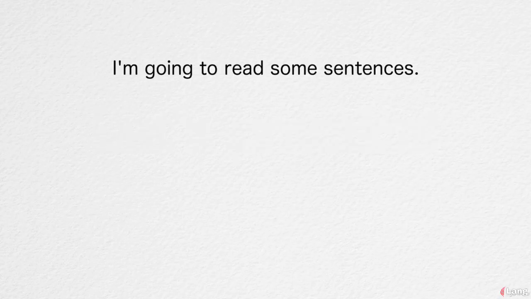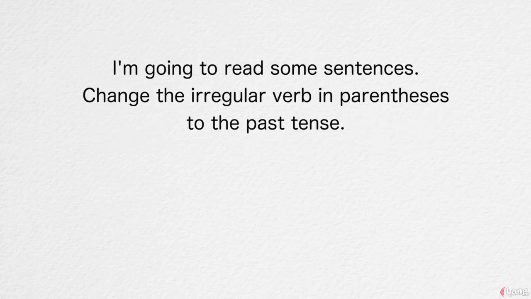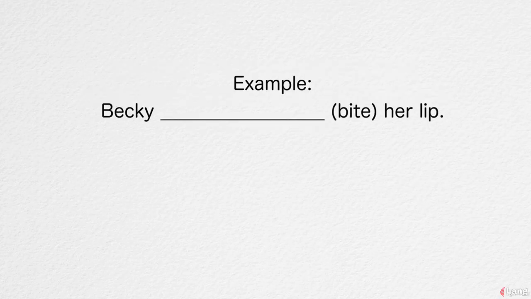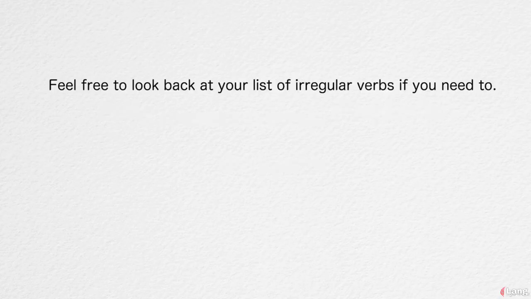I'm going to read some sentences. Change the irregular verb in parentheses to the past tense. Here's an example for you. Becky, her lip. The answer is bit. The past tense of the irregular verb bite is bit. Feel free to look back at your list of irregular verbs if you need to.